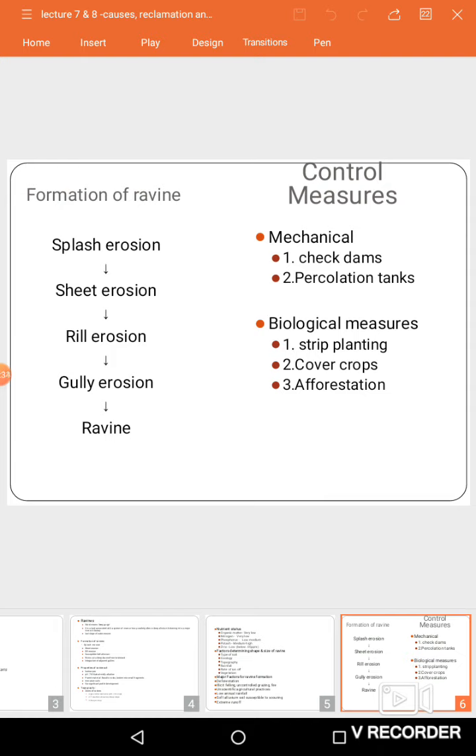As I told earlier, the formation of ravines is mainly by water erosion. It is a severe form of water erosion and it is larger than gullies. This can be controlled by constructing check dams and percolation tanks. By this the force of movement of water will be reduced, and it also reduces the loss of soil from the surface. Planting trees in strips and growing cover crops in the field will reduce splash and sheet erosion, and that will minimize the formation of ravines.